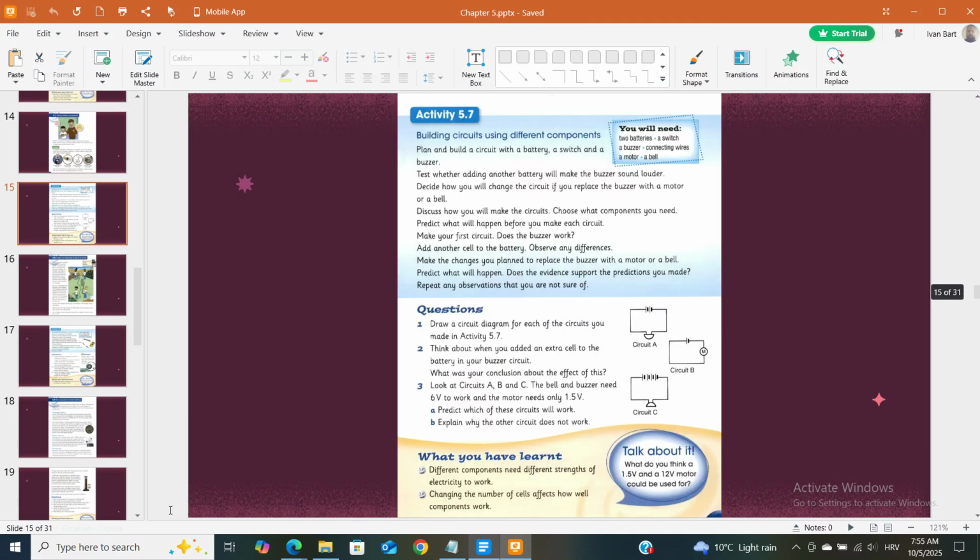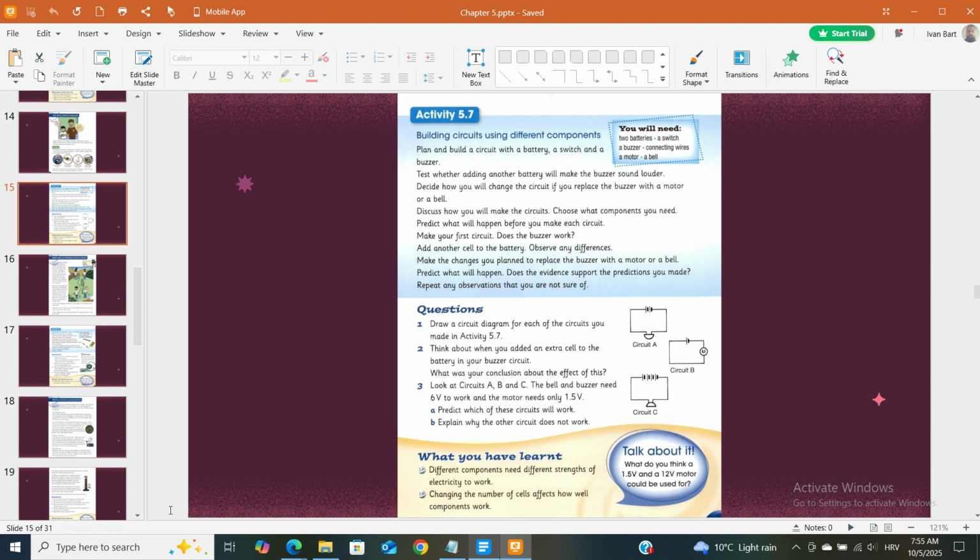Activity 5.7. Building circuits using different components. Plan and build a circuit with a battery, a switch and a buzzer. You will need 2 batteries, a switch, a buzzer, connecting wires, a motor, a bell. Test whether adding another battery will make the buzzer sound louder. Decide how you will change the circuit if you replace the buzzer with a motor or a bell.